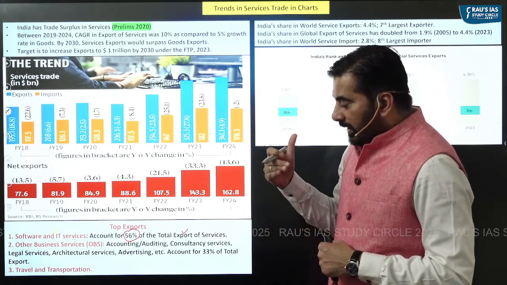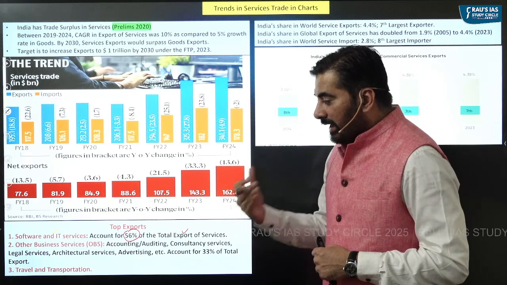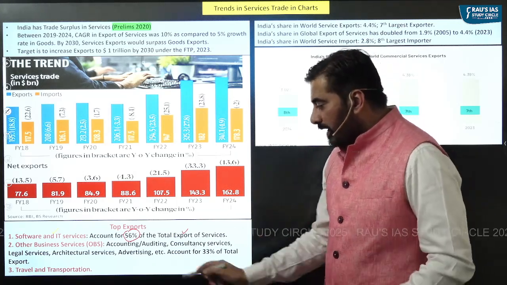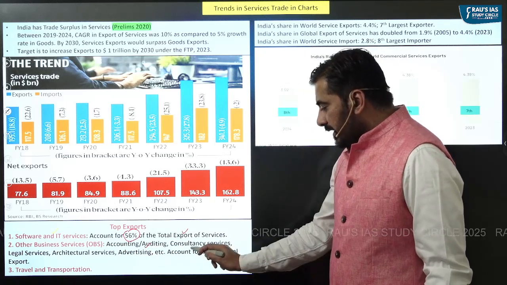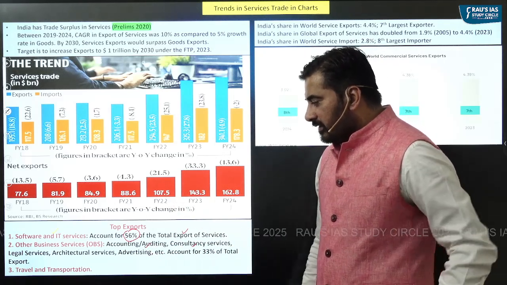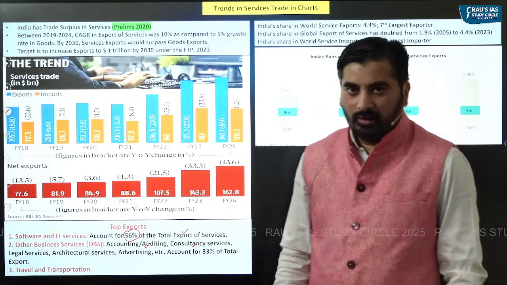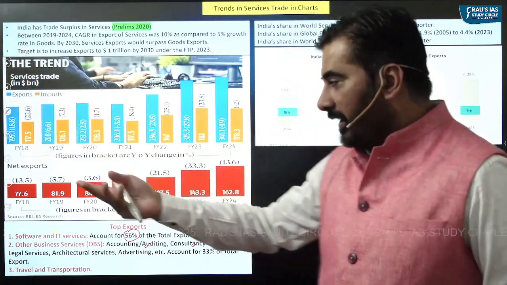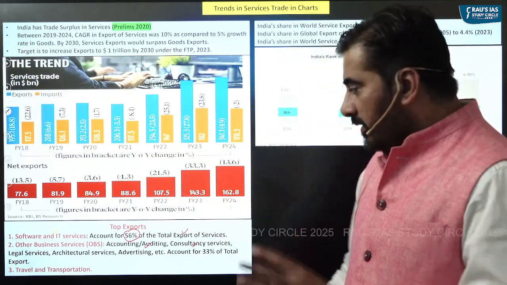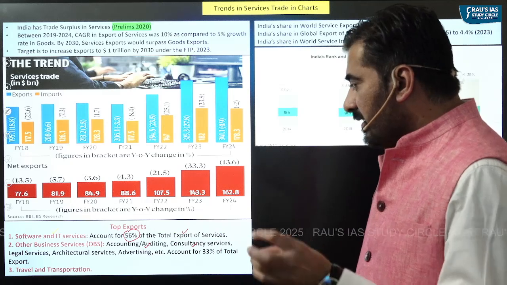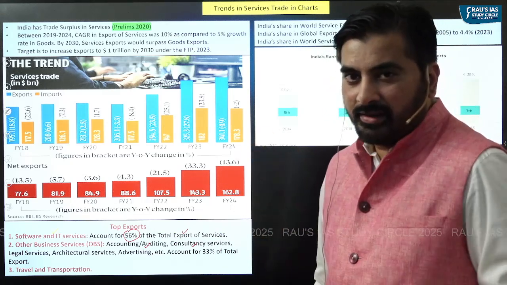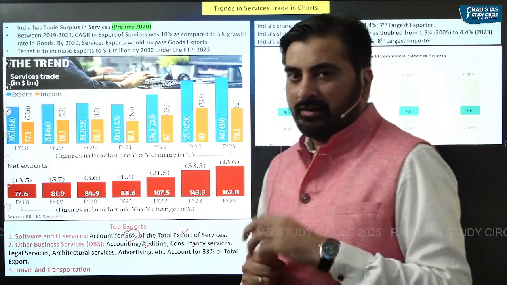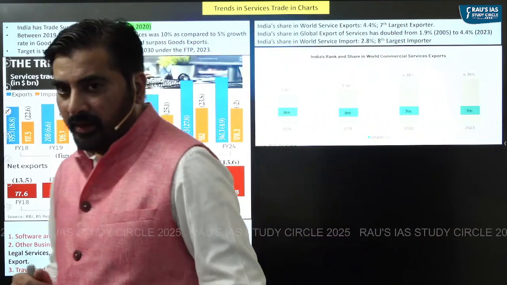After IT and software services, it is followed by other business services. Other business services include accounting and auditing, consultancy, legal services, architectural services, and so on. So when Indian companies provide these services to foreign companies, what kind of services are we providing? Accounting service, consultancy service, legal service, architectural service, we are getting paid for that, right? So that is the second largest share in terms of our export.